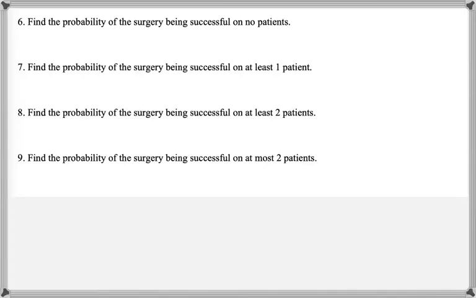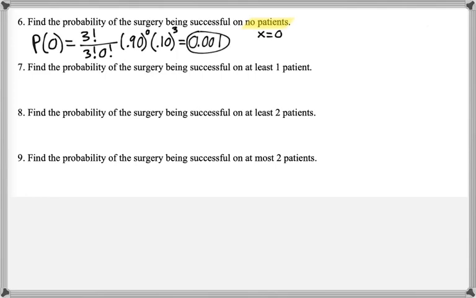Find the probability of the surgery being successful on no patients. So no patients means that x is equal to 0. So the formula will look like this, and it's equal to 0.001. So this is a very small probability.